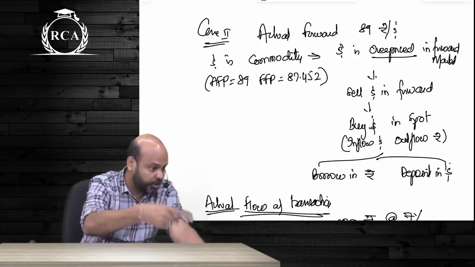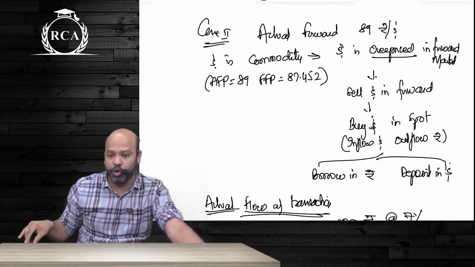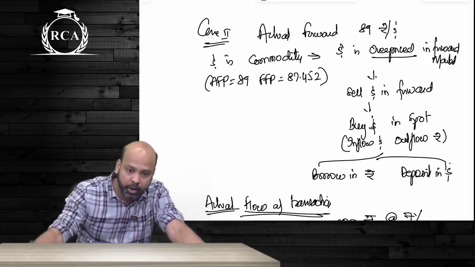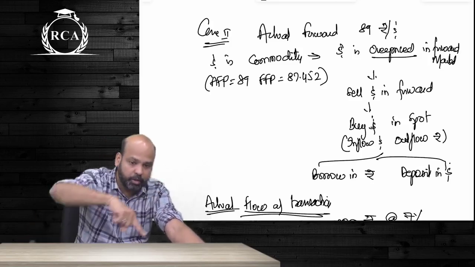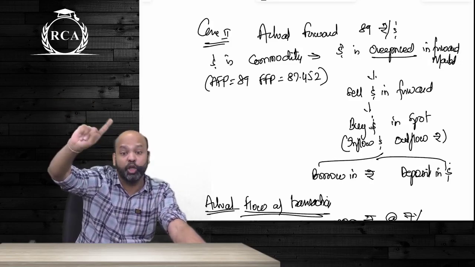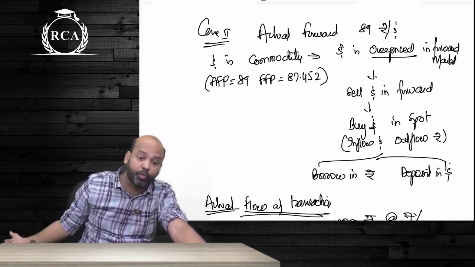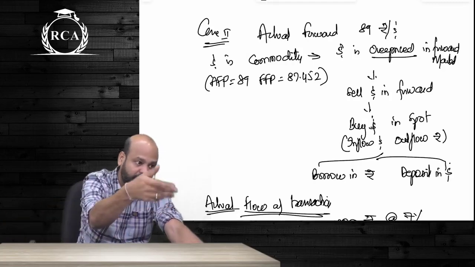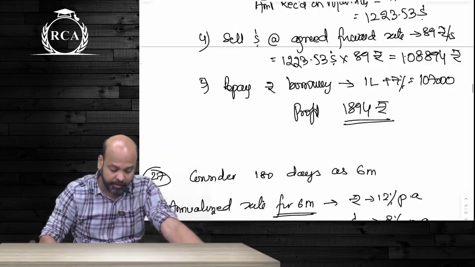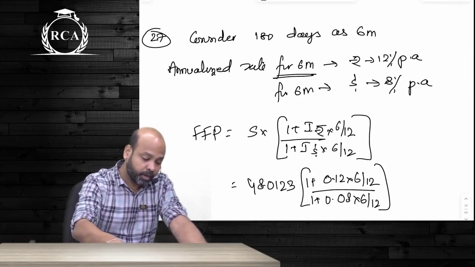This will be the flow of transactions. So you start by borrowing in rupees, use those rupees to buy dollars, and deposit in dollars. The dollars that you receive on maturity, you will sell at the agreed forward rate. Use those rupees to repay your rupee borrowing. You will be left with a surplus. That will become your gain. Are we clear about this?